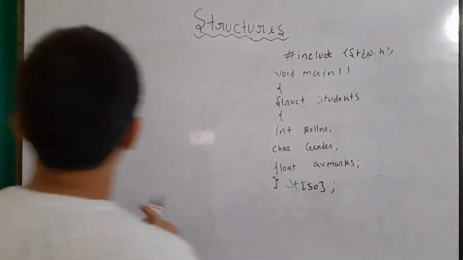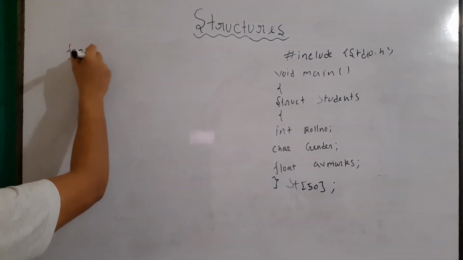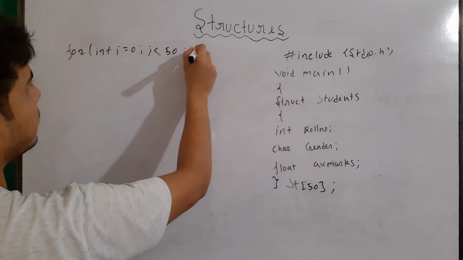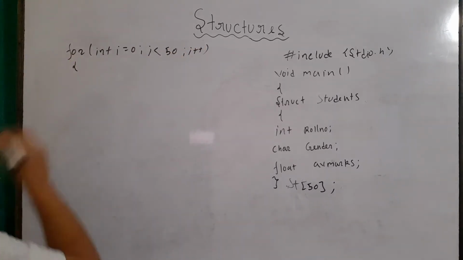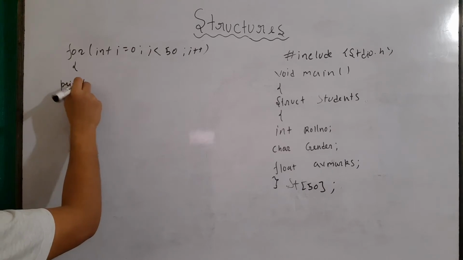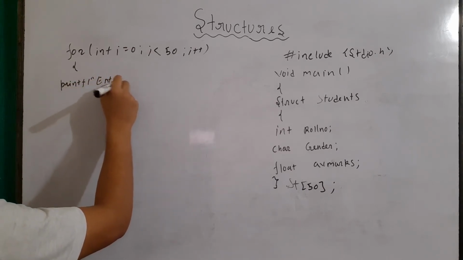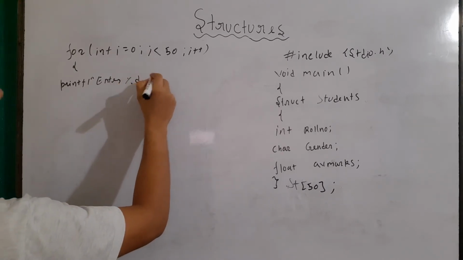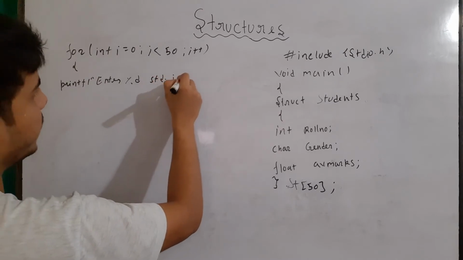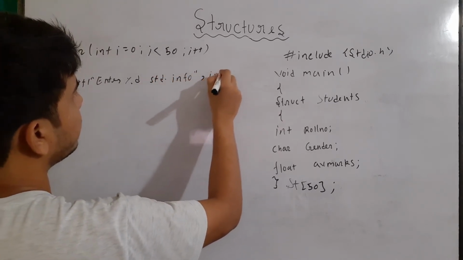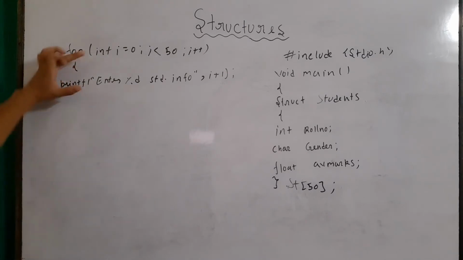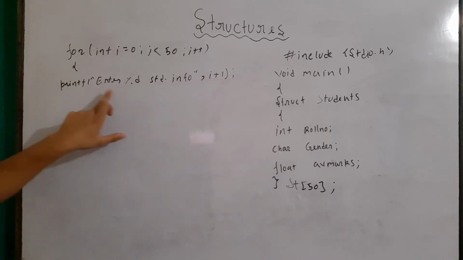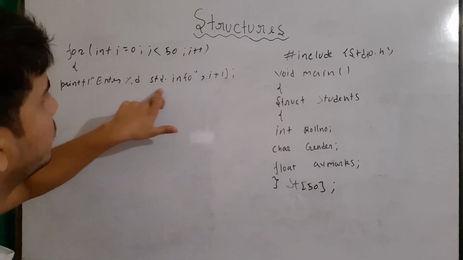and average marks. So I can use loops here: for int i equals 0, i less than 50, and then i plus plus, right, then curly braces, and I'll write here, let's say, printf. You can write anything in printf, enter first student, or let's say I'll write here %d student information. Okay, and then here I'll write i plus 1. Okay, basically in the first iteration i will be 0, so i plus 1 will be 1, so it will print enter one student information.